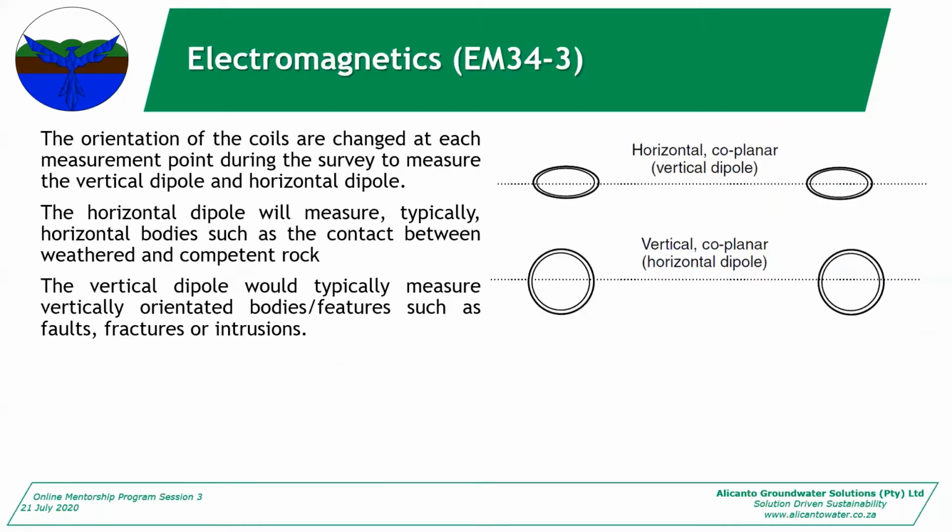Okay, at each measurement point, you change the orientation of your coil. So you're going to go vertical dipole and horizontal dipole. It's sort of confusing in the beginning because your vertical dipole is when you lay the coils flat. And then your horizontal dipole is when you have the coils vertical. The horizontal dipole measures typically the horizontal bodies, such as a contact between a weathered and competent rock. And then your vertical dipole measures your vertically orientated bodies, such as your faults, fractures, or intrusions.